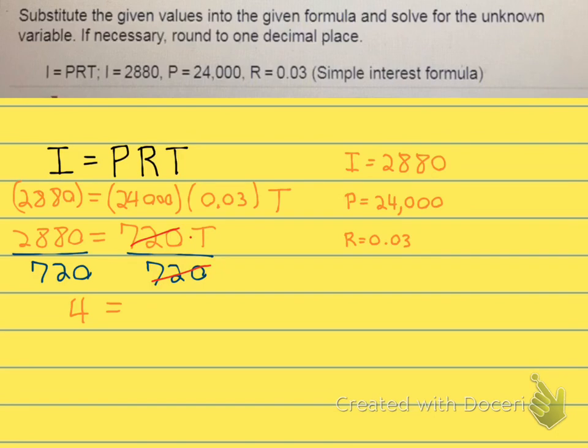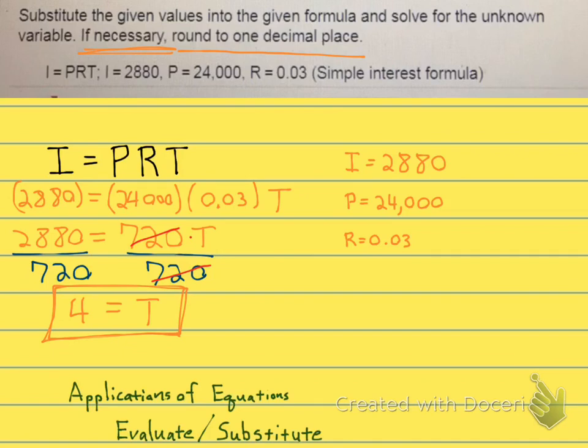All right, so here's my answer. 4 equals T. T equals 4. Now, remember in the original problem it said round to one decimal place if necessary. So is it necessary that I round this right here? No, it's not. So I leave it just like that. My answer is T equals 4. And this is included in applications of equations, and it's a problem where we have to evaluate or substitute.